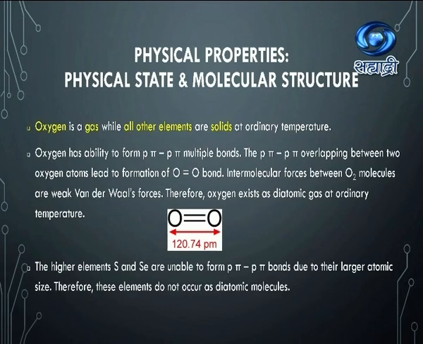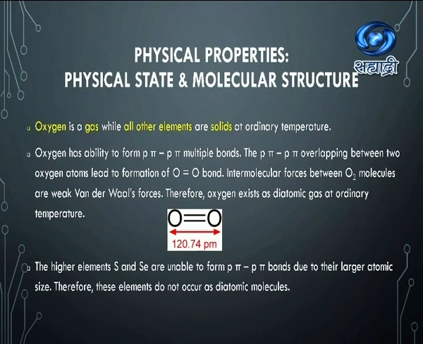Now let's consider some of the physical properties, in that physical state and molecular structure. We know that oxygen is a gas and all other elements are solids at ordinary temperature. Oxygen has the ability to form p-pi multiple bonds. The p-pi overlapping between two oxygen atoms leads to the formation of an oxygen-oxygen double bond. So here is the diagram which represents the double bond between two oxygen atoms. As we know, these elements are short of two electrons to attain the nearest noble gas configuration, and therefore by forming such a double bond, both the oxygen atoms acquire 8 electrons in the valence shell.